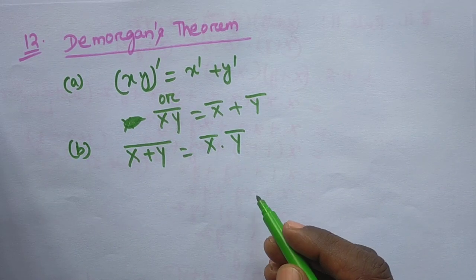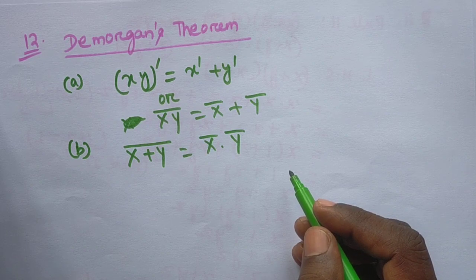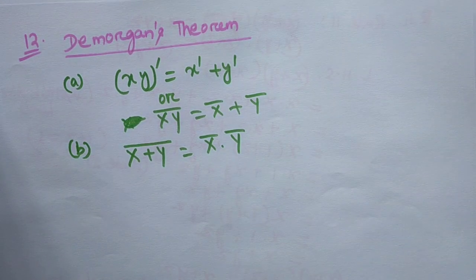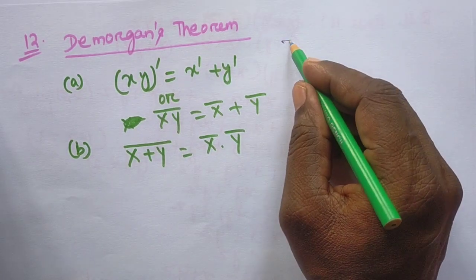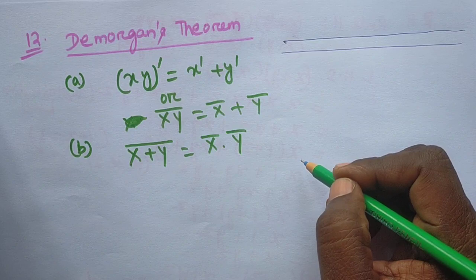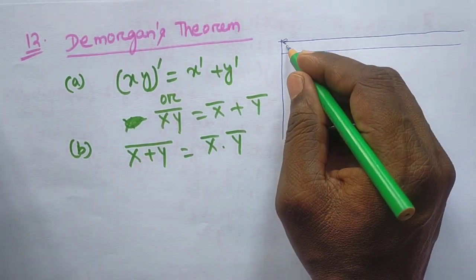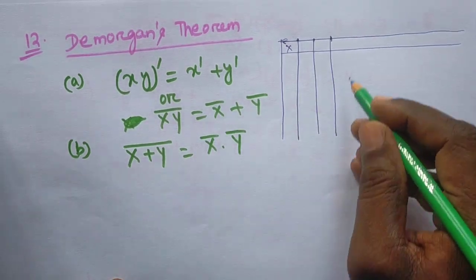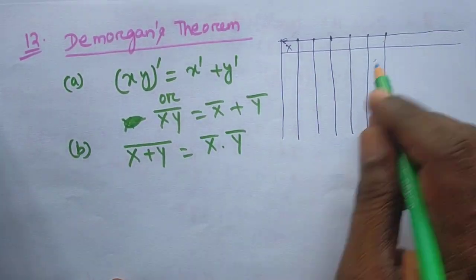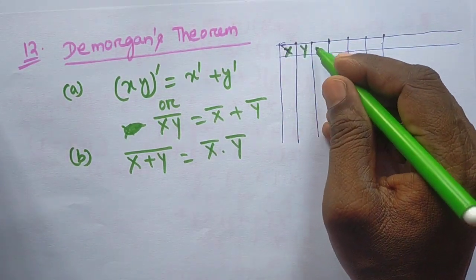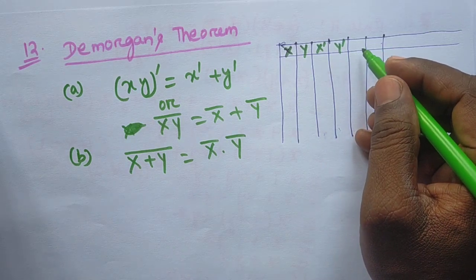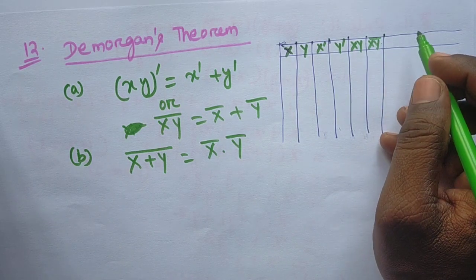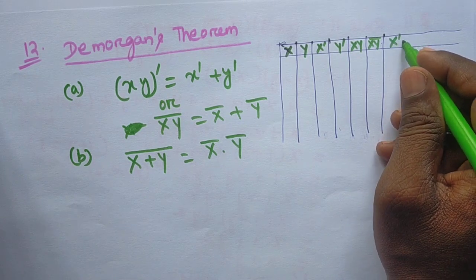We have to prove it using a truth table. First one, let us do it in a very simple way. For example, very simple values you can consider for the first part. Now I will draw the different parts: it is x, it is y, x complement, y complement, next xy, next xy complement, and here x complement plus y complement.